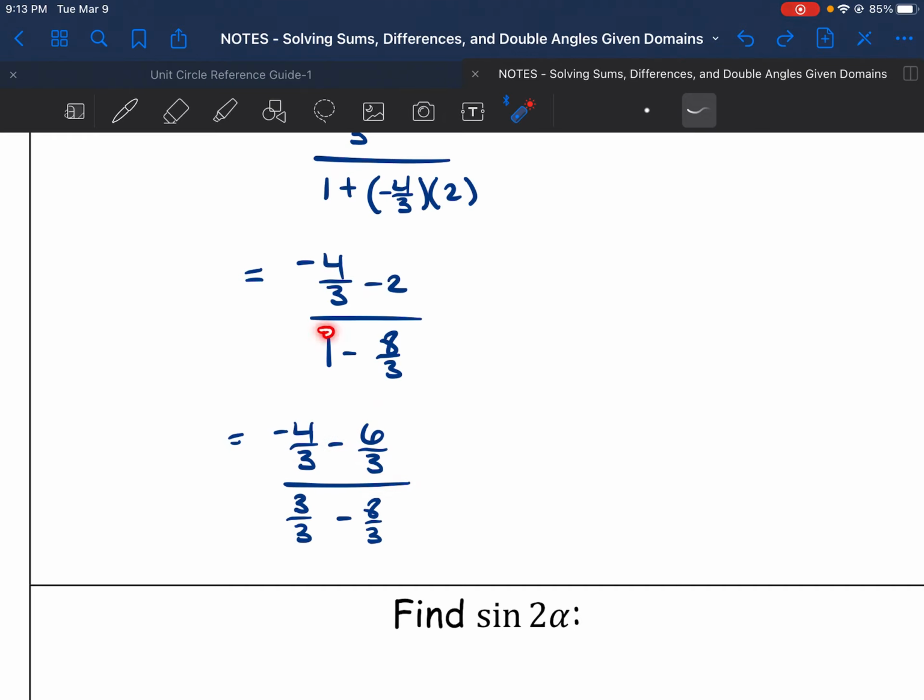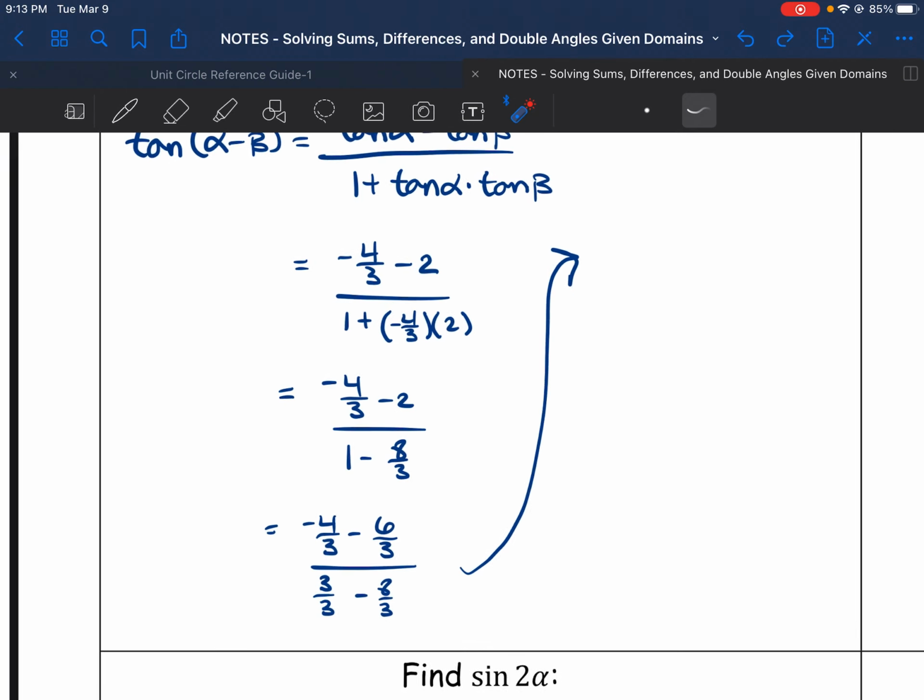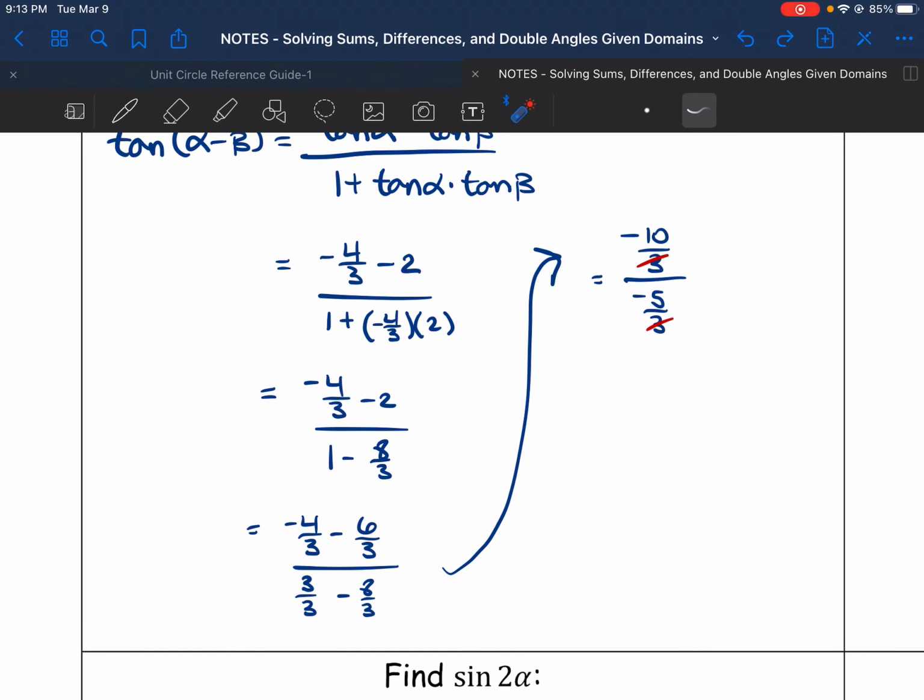I'm also changing the 1 into 3/3, to get a common denominator of 3. Continuing my work up here, we'll notice that negative 4 over 3 minus 6 over 3, so negative 4 minus 6, that's negative 10 over 3, over 3 minus 8 gives us the negative 5 over 3.